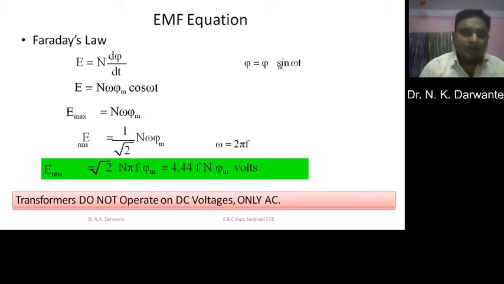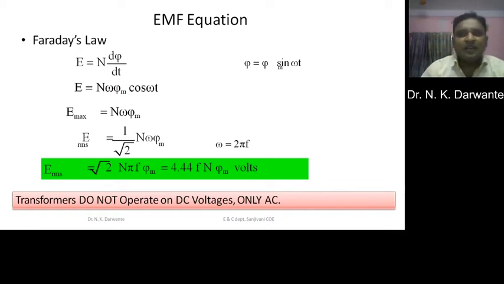As per Faraday's law, whenever a conductor is placed in a moving magnetic field, then EMF is generated, and this e is equal to n d phi by dt, where phi is nothing but the magnetic flux, and magnetic flux is given by phi m sine of omega t. The m has shifted a bit here, but you can understand this phi m is the maximum flux, and the unit of flux is the Weber. That is known to you.